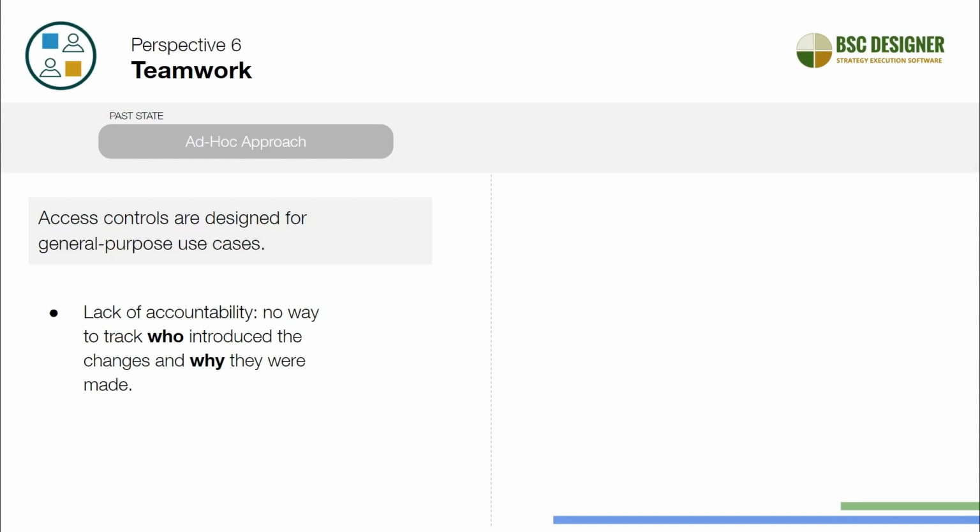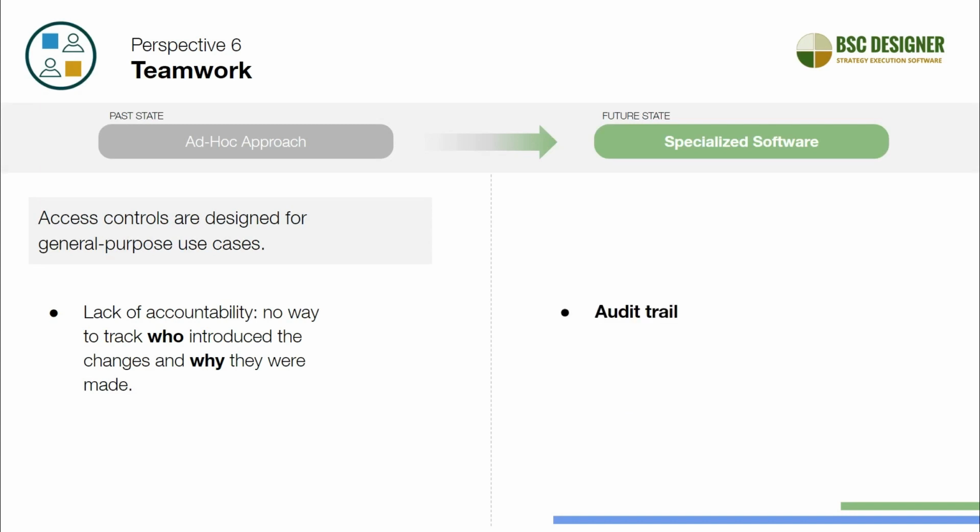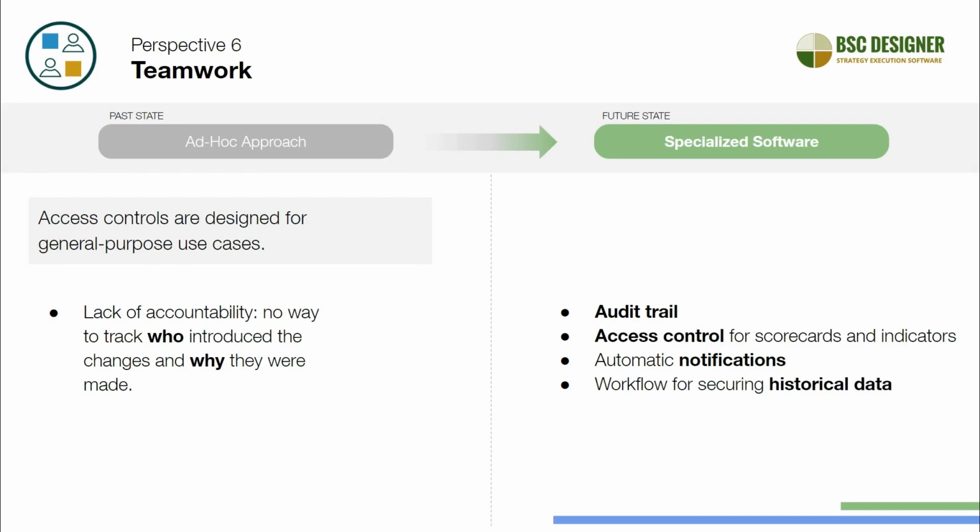Finally, lack of accountability is another problem for general-purpose software. For example, there is no way to track who introduced the changes and why they were made. The specialized strategic planning tool is better equipped for strategy-related teamwork. There is an audit trail adapted for strategy workflow. Administrators can grant, modify, or view access for a group of scorecards, individual scorecards, or even specific indicators. The owners of the goals, KPIs, and initiatives receive automatic notifications. Targets and historical data can be logged for editing, and all the new data may be passed through the approval workflow.